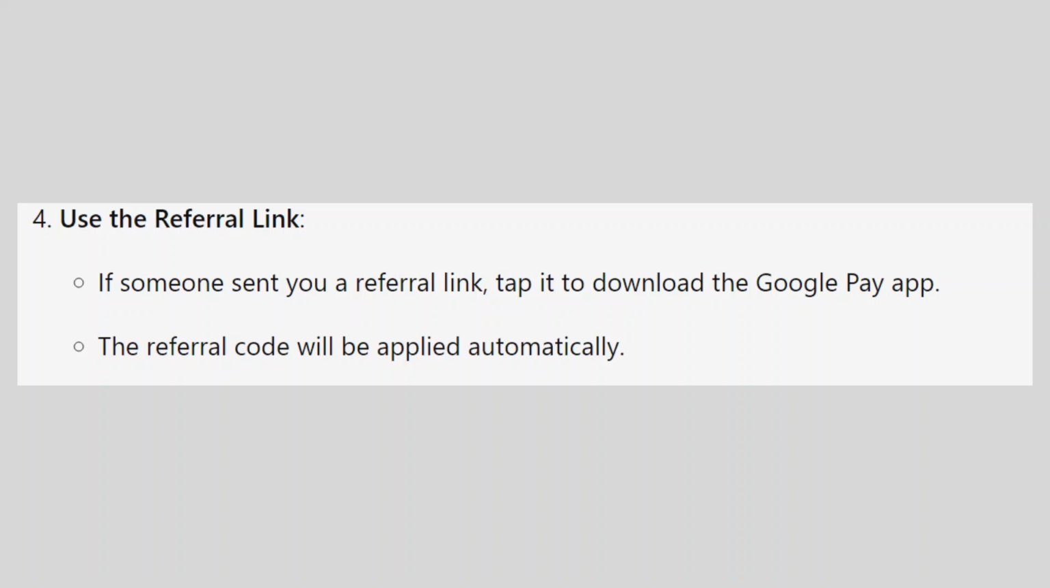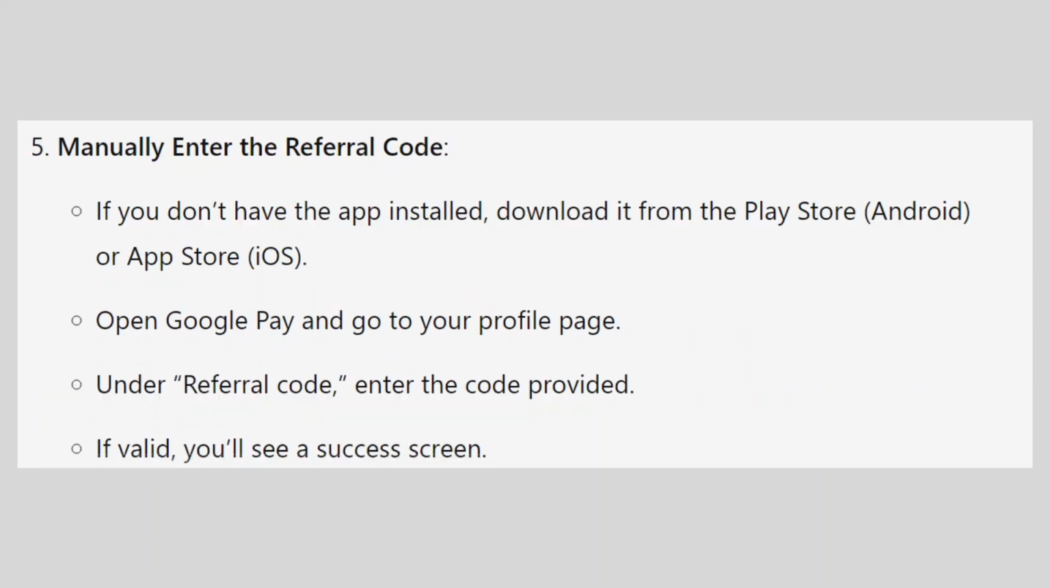If someone sent you a referral link, tap it to download the Google Pay app. The referral code will be applied automatically. If you don't have the app installed, download it from the Play Store or App Store.